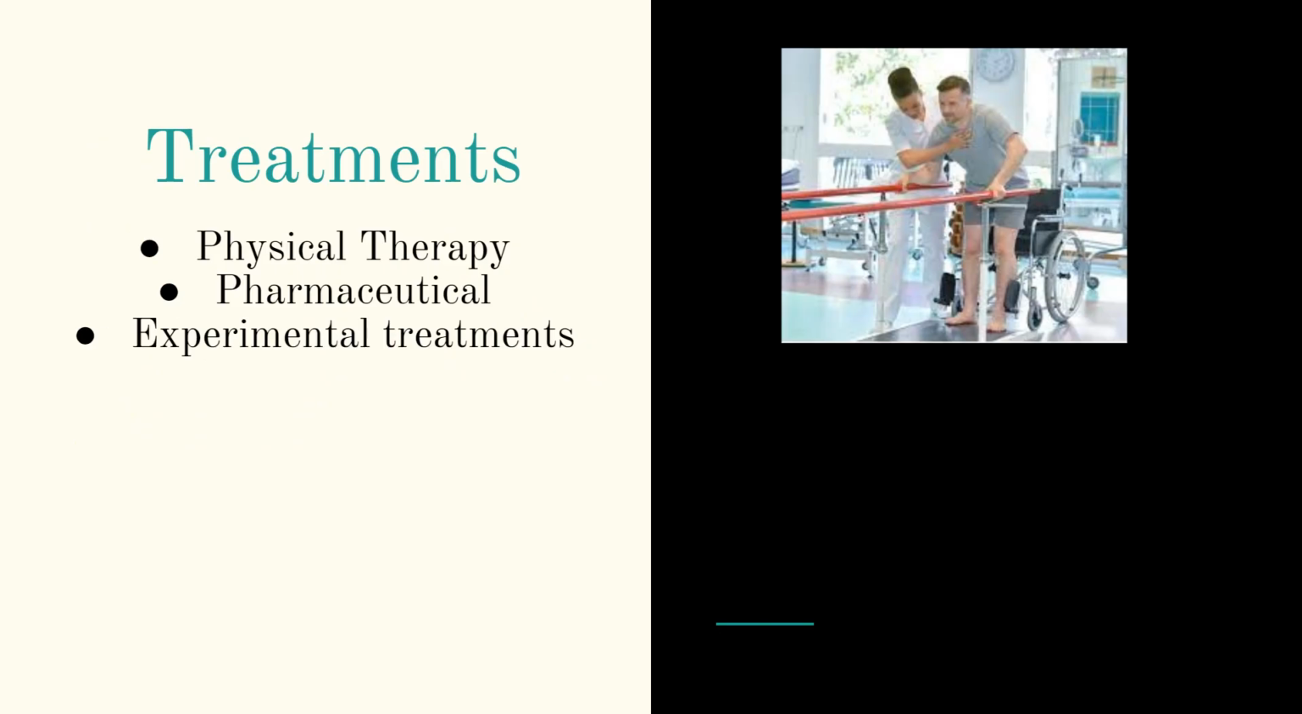Some treatments for paralysis could include physical therapy, pharmaceutical, or experimental treatments. For physical therapy, the main role of that is rehabilitation, focusing on restoring function and mobility over time. Medications or pharmaceuticals aim to manage symptoms and mitigate the progression of certain conditions. Experimental treatments or interventions, including stem cell therapies and neuroprosthetics, offer promising avenues for future breakthroughs. There are challenges for each of these.